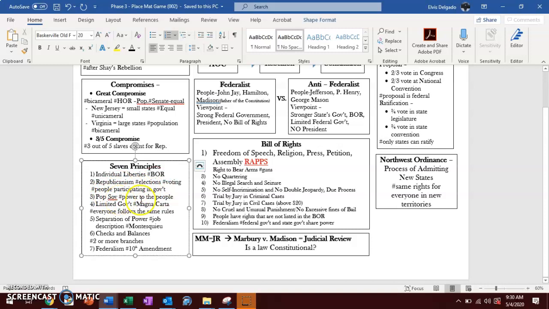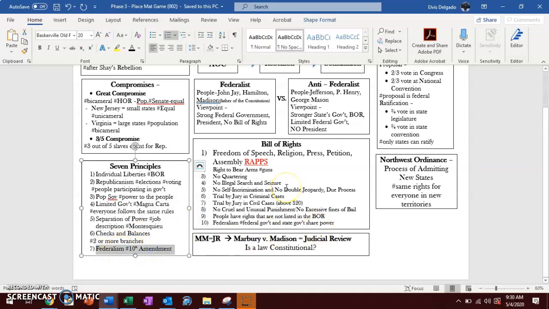Popular sovereignty: we the people have the power. Limited government: you cannot do whatever you want. You have limits to what you can and cannot do. Separation of powers: every branch has their separate powers of what they can and cannot do. And then checks and balances: each branch can check each other. The president can veto a bill. The legislative branch can override the president's veto. The judicial branch can declare a law unconstitutional. So that's kind of what checks and balances are. And then we got federalism, when the state and the federal government share power.